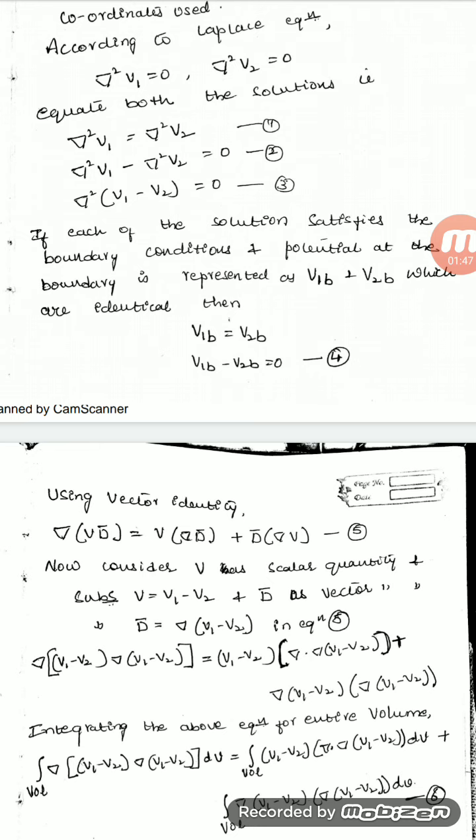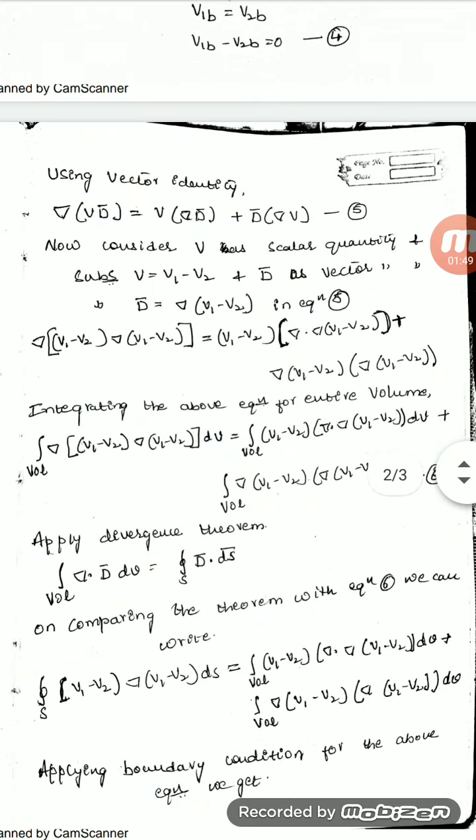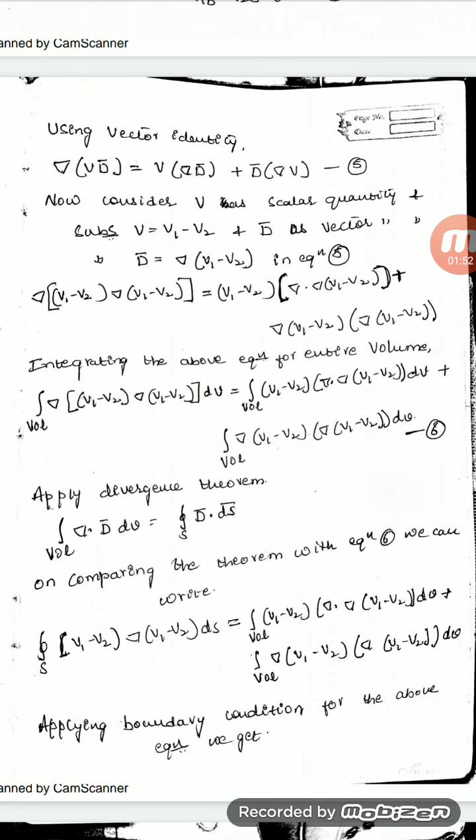Next, we go ahead by taking a vector identity. It is important in EFT that we take some vector identities to prove the theorem. Here the identity they have taken is del dot (V D), where V is potential and D is electric flux density. That is equal to, just split it, first V into del dot D plus D into del of V. First V is taken outside, next D is taken outside. That is equation 5. That is important. You have to remember this vector identity.